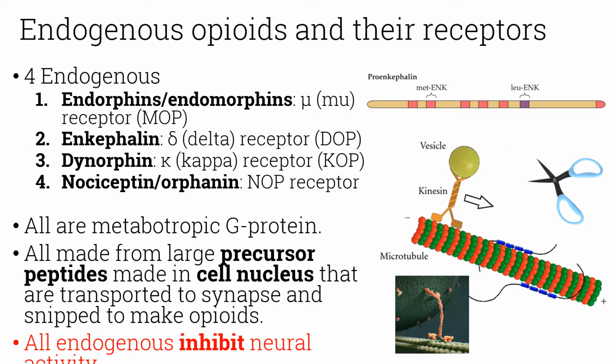The endogenous opioids are constructed in the cell nucleus from large precursor peptides, and those molecules are then transported along microtubules in vesicles down to the synapse, where they are converted into opioids.